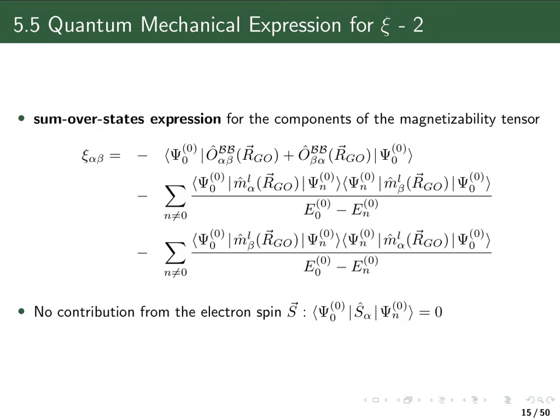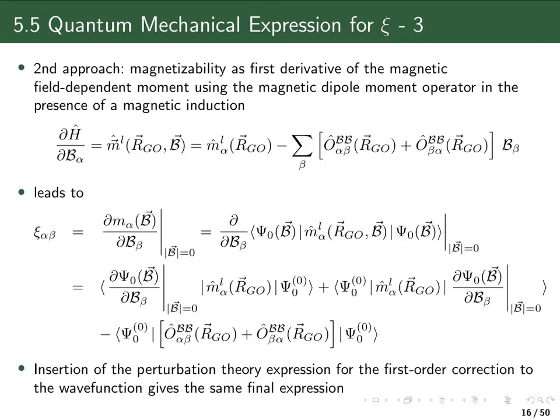That is the sum over states expression which we had here, which is consistent with perturbation theory. In this chapter, we also showed that one can define the magnetizability as the first derivative of the magnetic moment of the molecule in the presence of an external magnetic induction with respect to a component of the magnetic induction. But this magnetic dipole moment is now the magnetic dipole moment in the presence of the external magnetic induction, so it's not the permanent magnetic dipole moment.